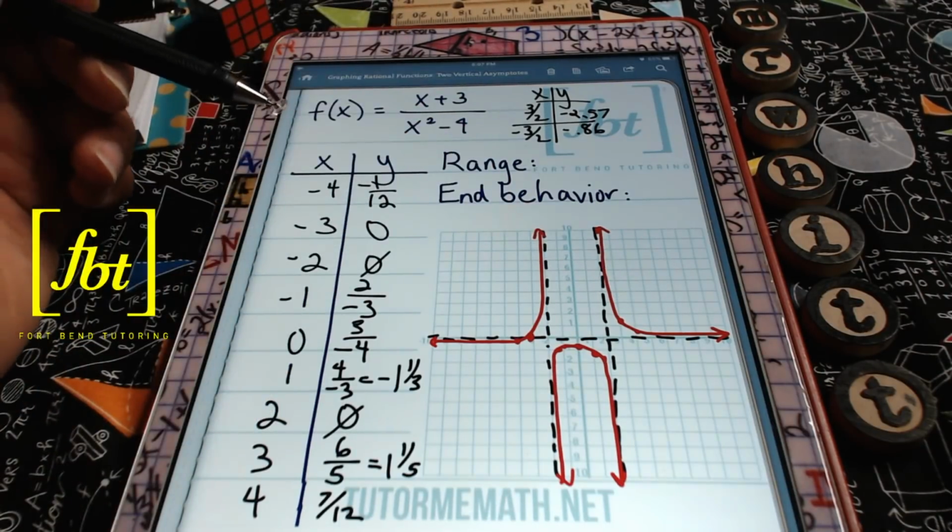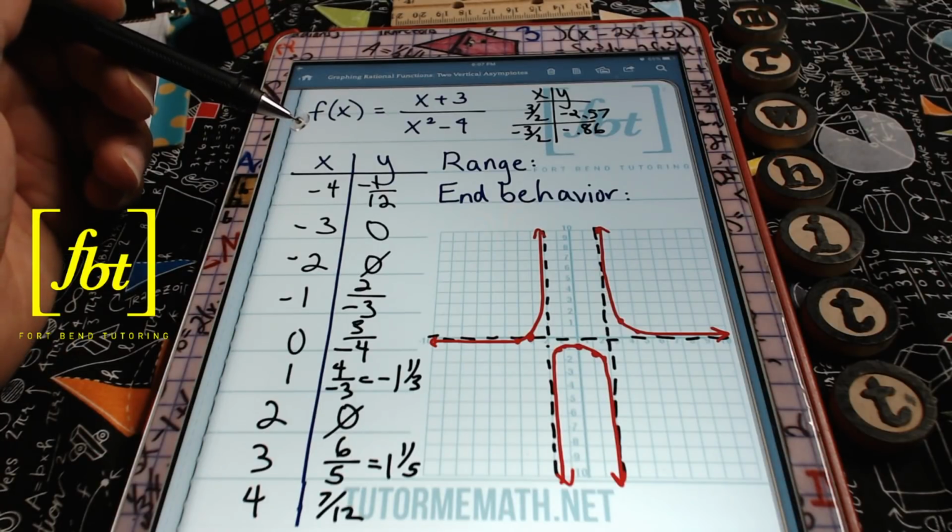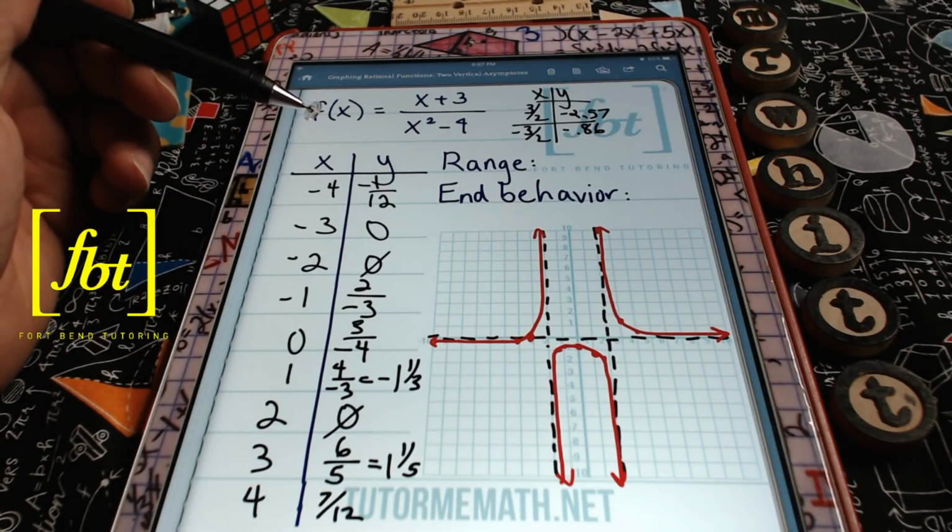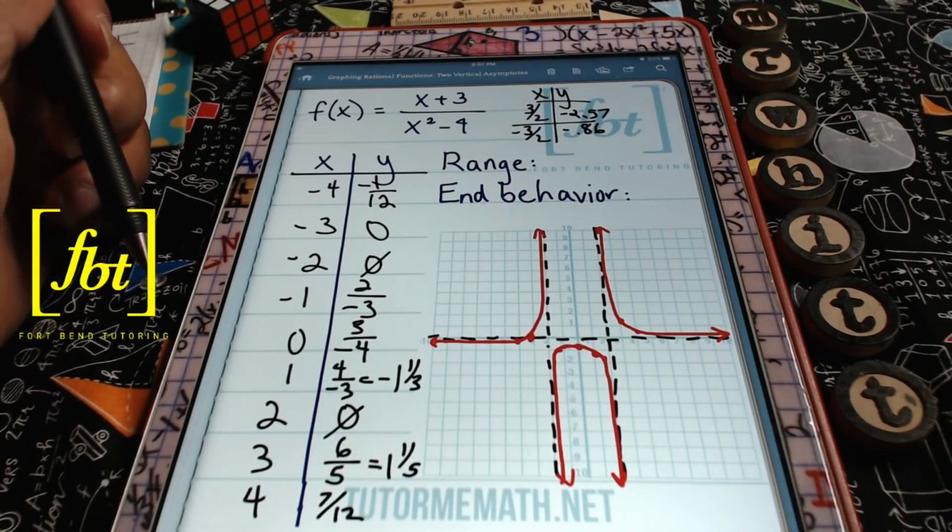Therefore, as we approach positive infinity, it gets closer and closer to 0, but never touches 0 or goes through it. So here's going to be our graph of our rational function.